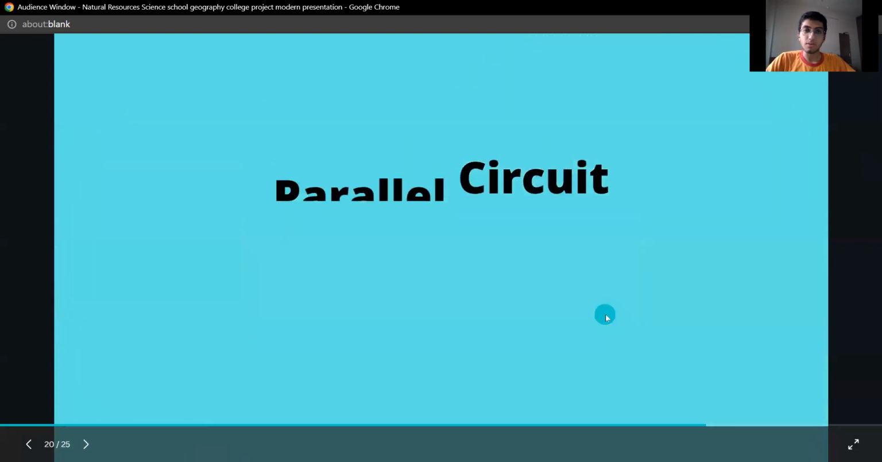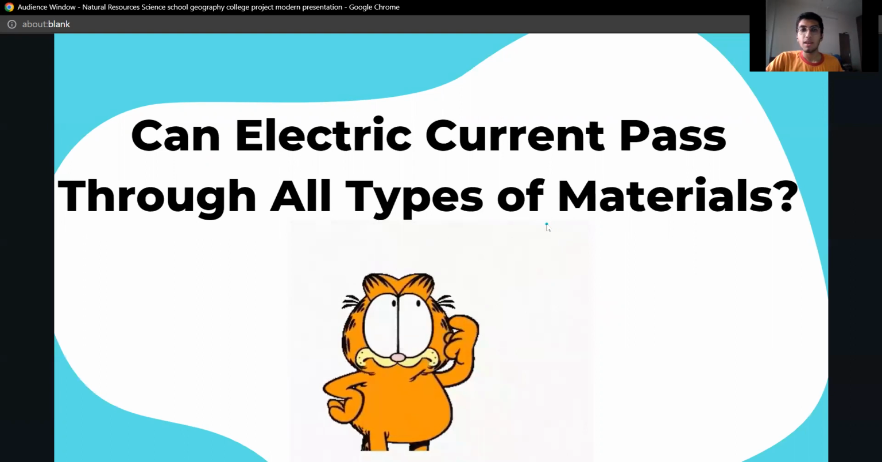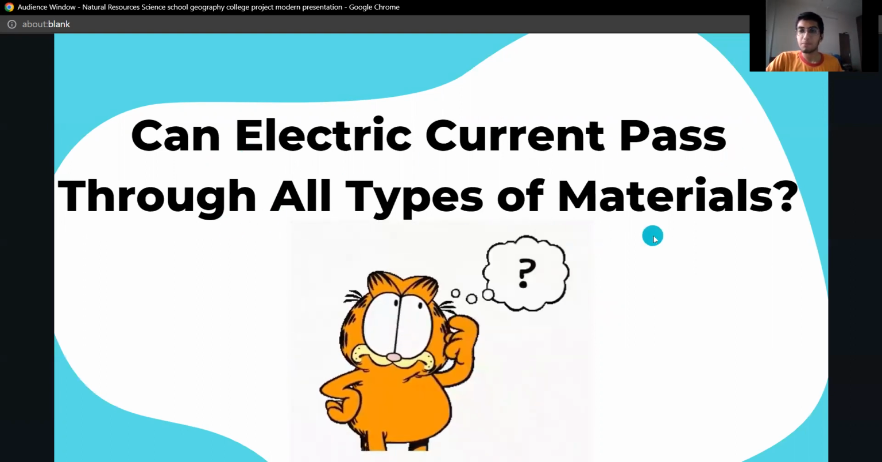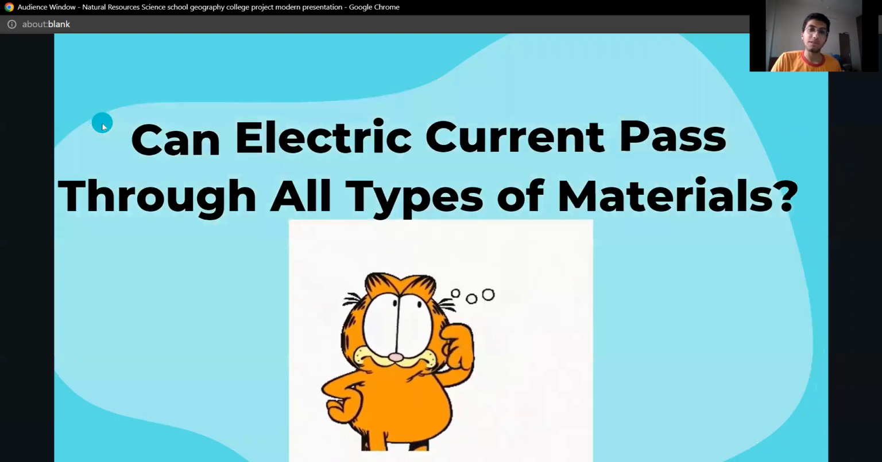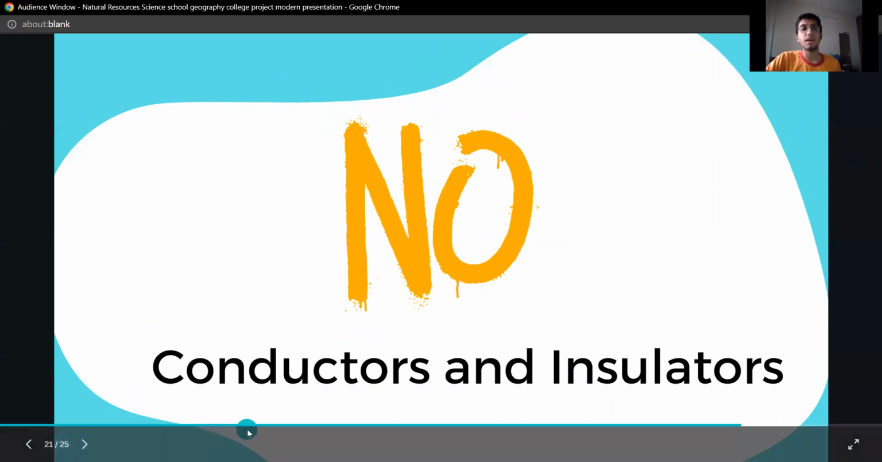So that's about circuits. Now, a big question, which I guess you must have come across, is: can electric current pass through all types of materials? And the answer to this question is absolutely no, no, no. Electric current can't pass through each and every type of substance. And that is why we have categorized substances into conductors and insulators.